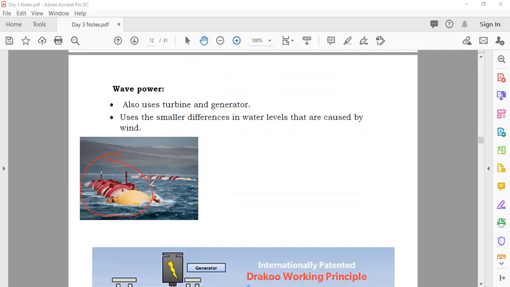When the waves move up and down, these objects also move up and down. When they move up and down, they have a system inside, and they produce electricity. Okay, how? Let me explain to you. See here, this one.